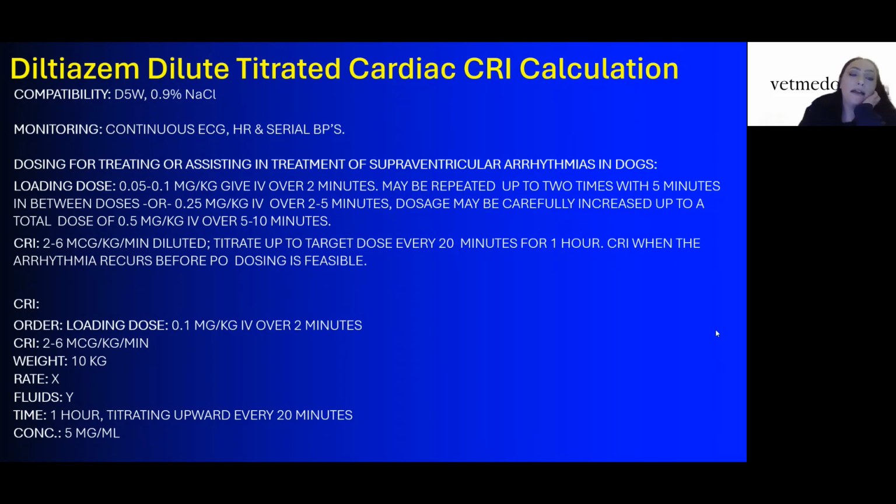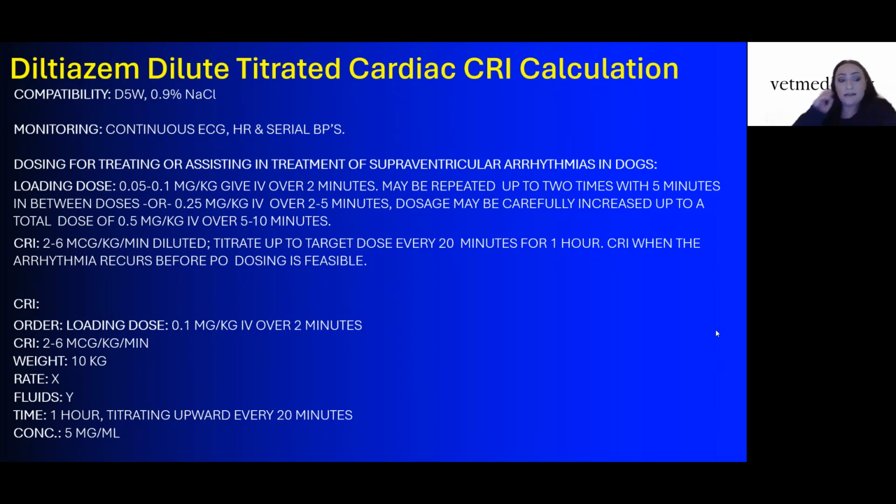The CRI is 2 to 6 mics per kg per minute diluted. Titrate up to a target dose every 20 minutes for 1 hour. CRI when the arrhythmia recurs before PO dosing is feasible.